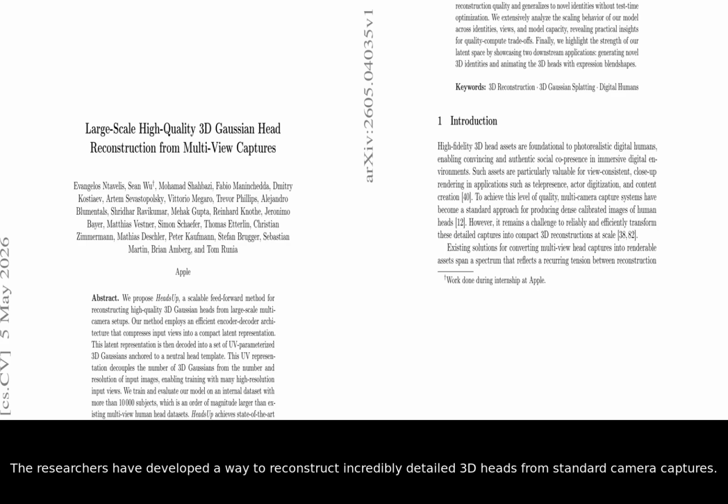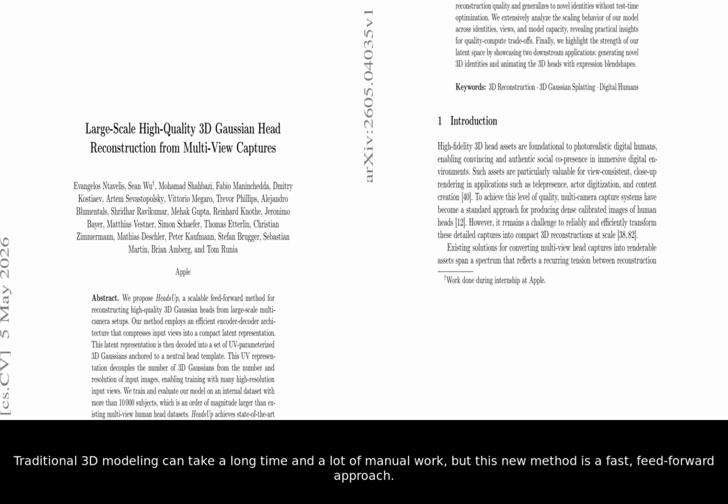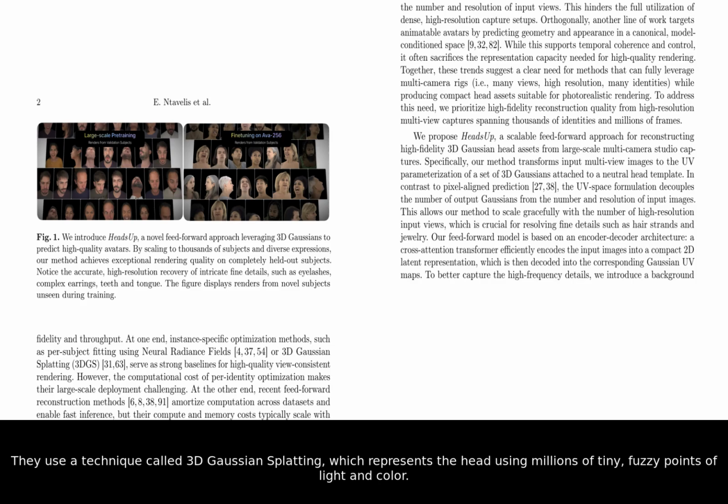The researchers have developed a way to reconstruct incredibly detailed 3D heads from standard camera captures. Traditional 3D modeling can take a long time and a lot of manual work, but this new method is a fast, feed-forward approach. They use a technique called 3D Gaussian Splatting, which represents the head using millions of tiny, fuzzy points of light and color.